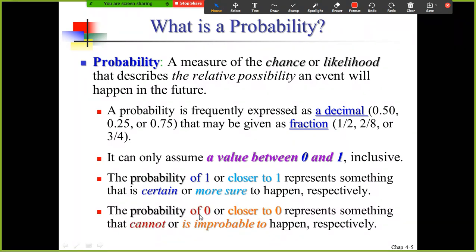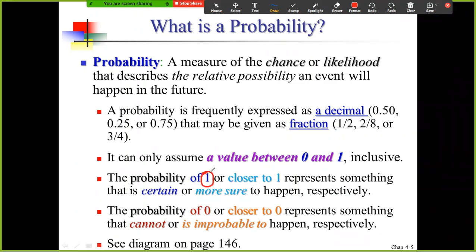The probability of something equal to 0 or closer to 0 represents something that cannot or is impossible to happen in the future. Equal to 0 means it cannot happen in the future. Or closer to 0, it's impossible to happen in the future. That's why 1 is also included, and 0 is also included in our result.